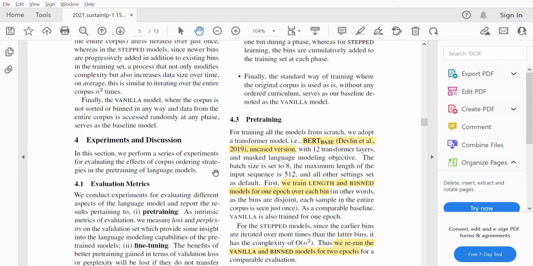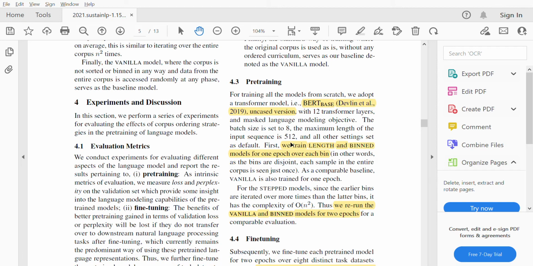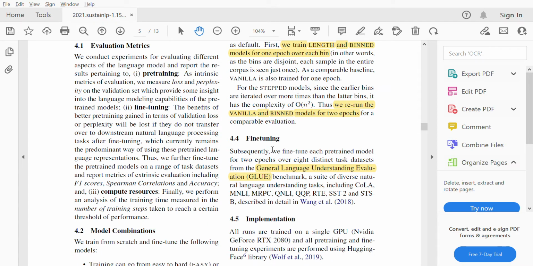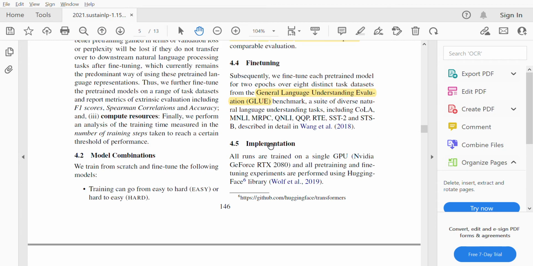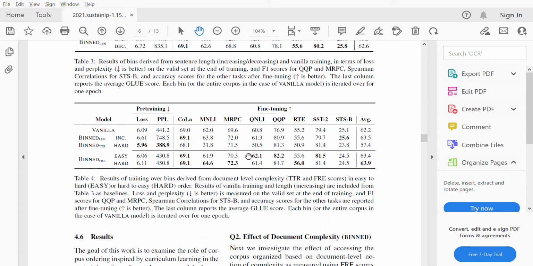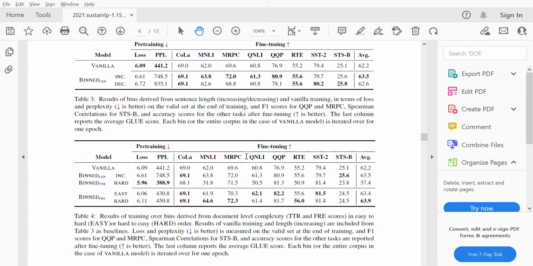They are specifically using BERT-base here, the uncased version, and they mention a little bit on the specifics of how they're actually going to do the training as well. I won't get too much into that. Like I said, the other good thing that they're doing here is they're not just saying what is the loss or the perplexity of the models, but how they perform when fine-tuning on GLUE. I'll mention some other cool things later, but I want to highlight some of the output here.